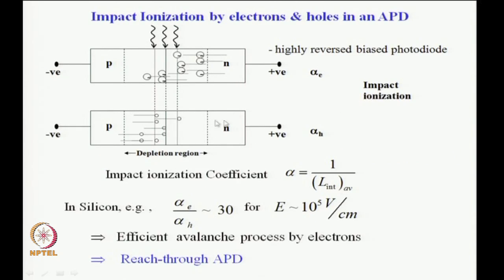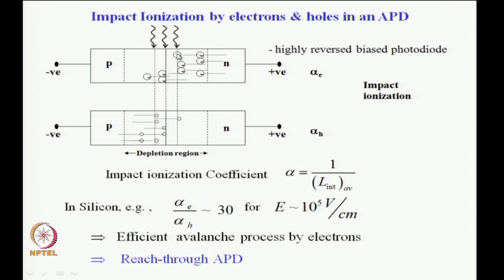So, we come to this discussion here, impact ionization by electrons and holes in an APD. What is shown here is the same APD PIN. The incident photons generate electrons and holes in this region, that is the catchment region. Here only electrons are shown. The electrons are swept towards the positive potential, since this is a reverse bias diode. So, there is a positive potential at this end, and the electrons are accelerated in this direction.